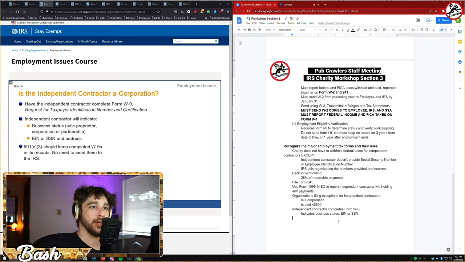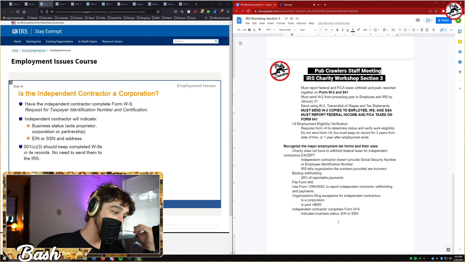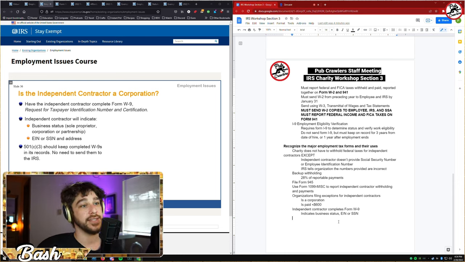How we hire the security could be some homeless dude we picked off the street, or we could have Brinks or whatever. And how we report that depends on whether it is a corporation, a for-profit sole proprietor, or an independent contractor on a 1099. So that's basically what this is saying. That W-9 form is telling us what they are. But we don't have to do that for something that already is a substantial corporation.